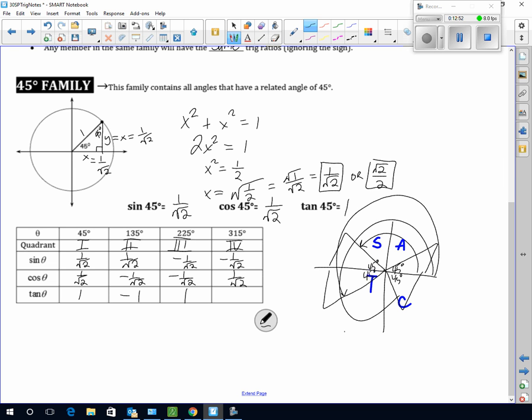I am going to give you a little trick of how to memorize these things. But yeah, you're going to have to know if I say any related angle, sine, cosine, tangent of this, without a calculator. Okay, now we're going to go to the 60 family.